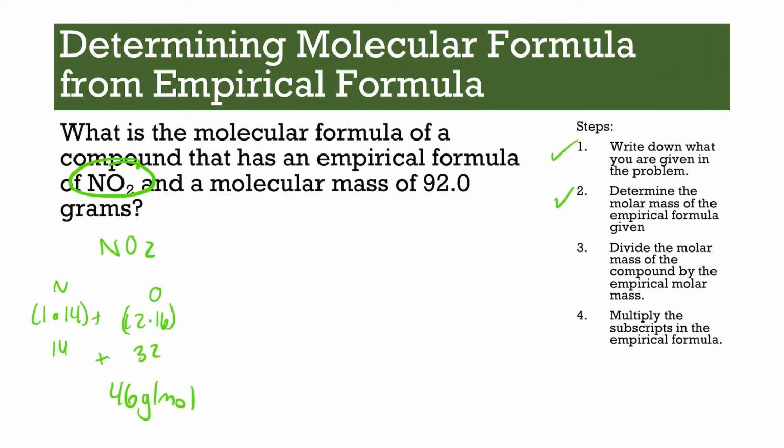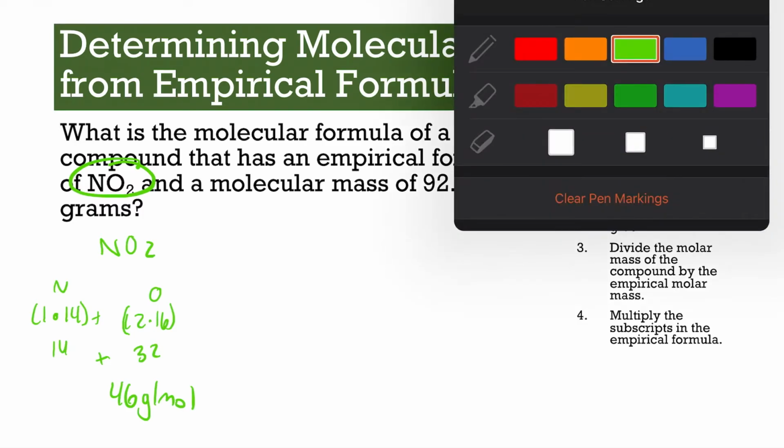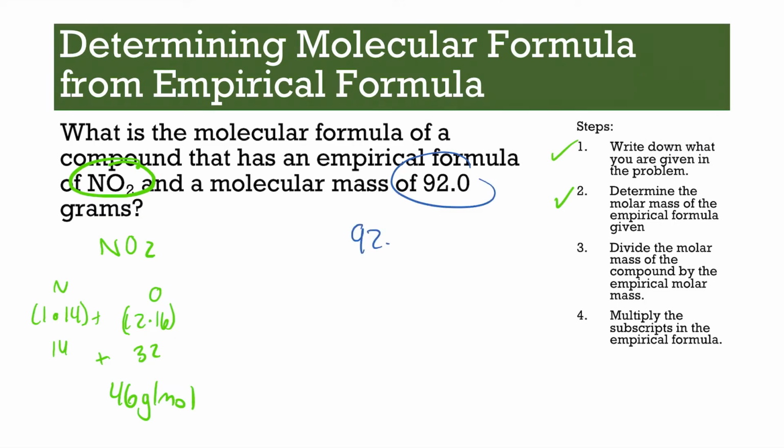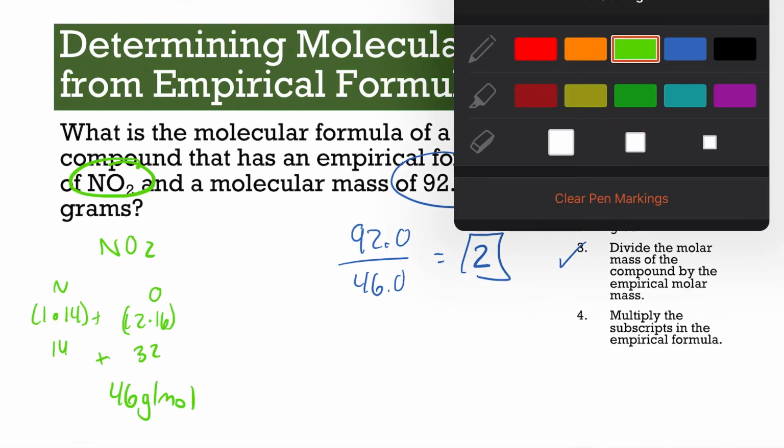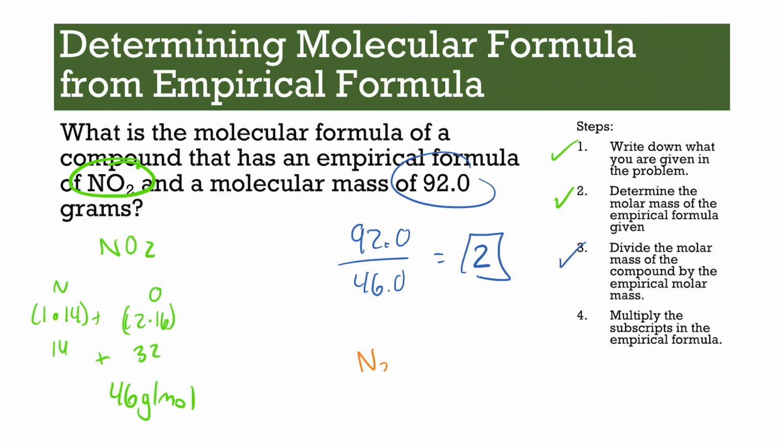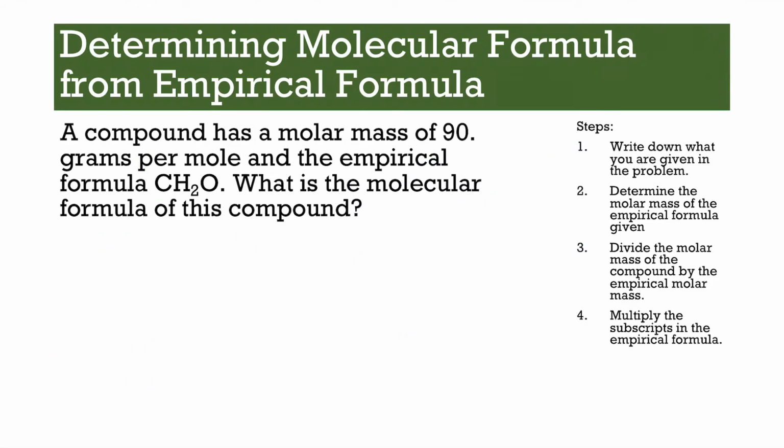Next is divide the molar mass of the compound by the molar mass of the empirical formula. So, we get 92 divided by 46, which gives us 2. And so we're not done. That just tells us our molecular formula is 2 times bigger than the empirical formula. So we take that and multiply the formula, so we get N2O4. So multiplying that by 2. And that is it. Okay.